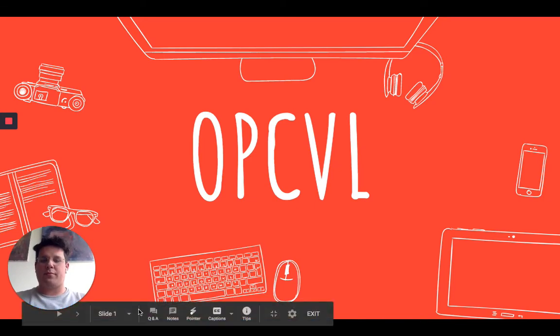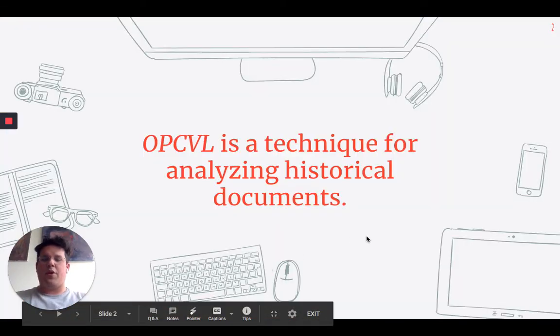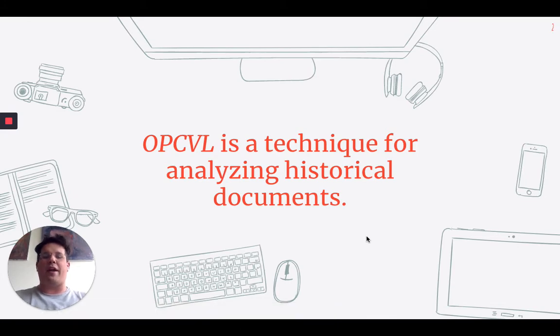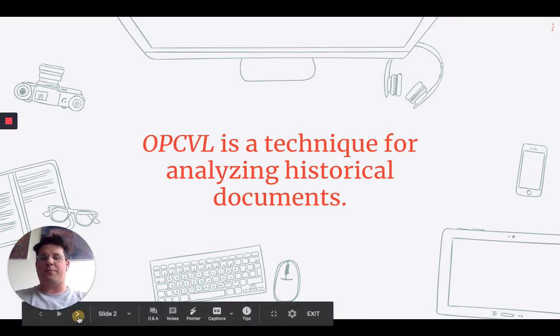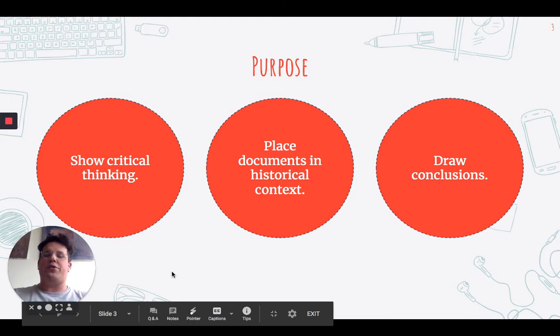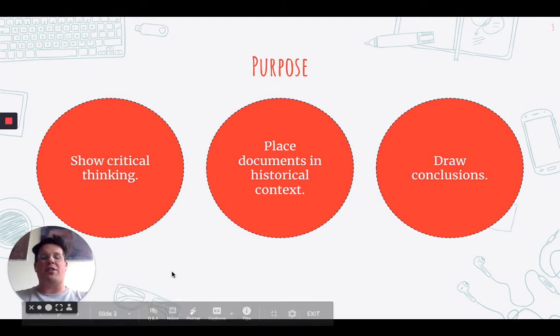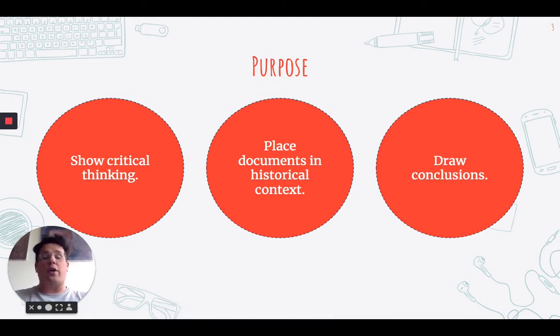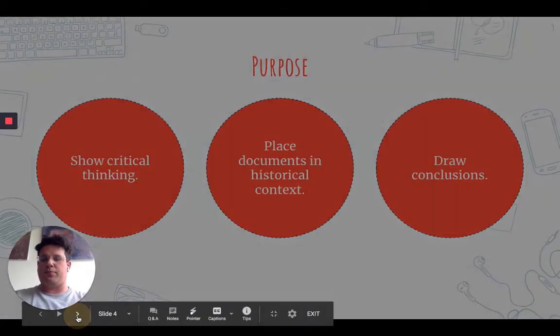In this presentation, I'm going to be explaining the OPCVL method for source analysis. OPCVL is a technique for analyzing historical documents. Its purpose is to show critical thinking, to place documents in historical context, and to draw conclusions from those sources.